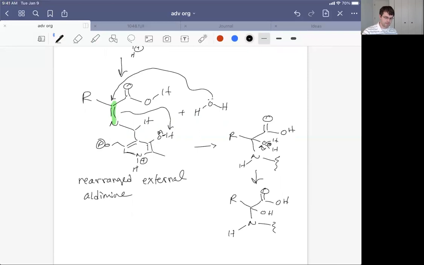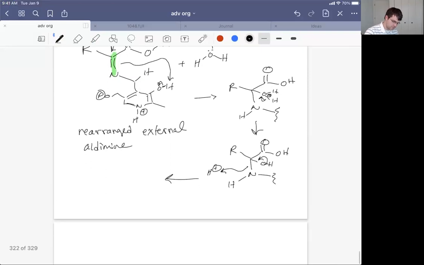Okay, now this species can lose its other hydrogen and kick off the amine, if we let that amine pick up the H+ that we just lost. Now, when we do that, we form an alpha keto acid, and we're done with the mechanism.